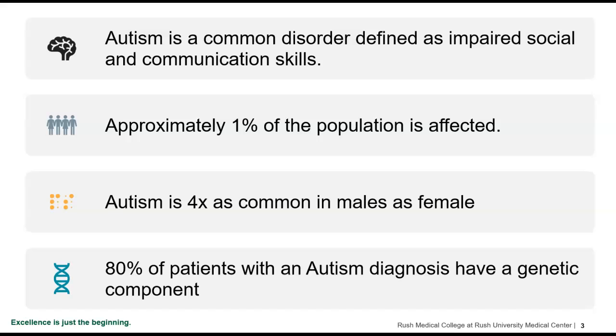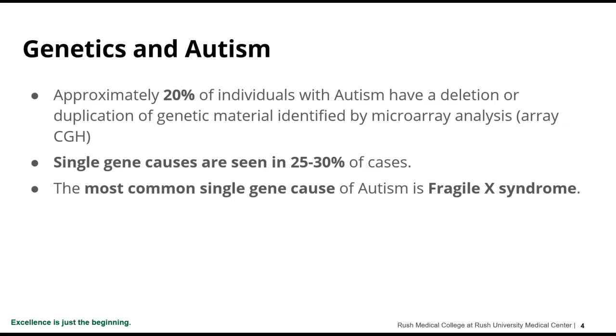So autism is a common disorder defined as social impaired communication skills. And it occurs in about 1% of the population. Autism is 4 times more common in males than females. And 80% of patients with autism have a genetic component. Sometimes we can figure out what that is and sometimes we can't.